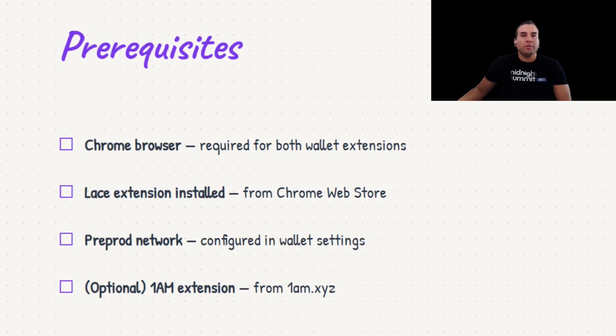Before we start, make sure you have 4 things. Chrome browser, required for both wallet extensions. The Lace extension installed from the Chrome Web Store. Preprod network configured in your wallet settings. And optionally, the 1AM extension from 1am.xyz if you want to compare both wallets side by side.